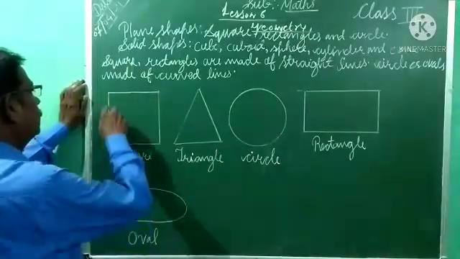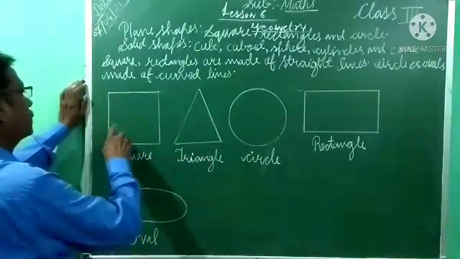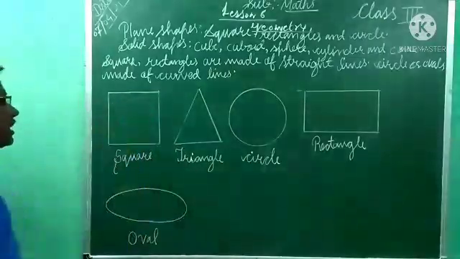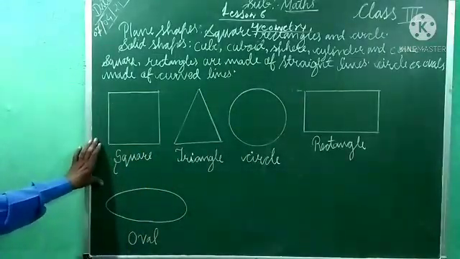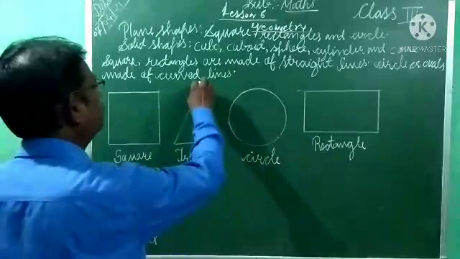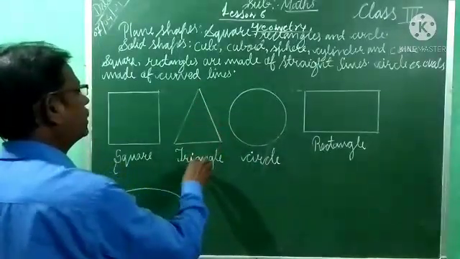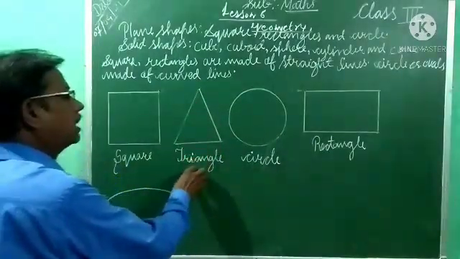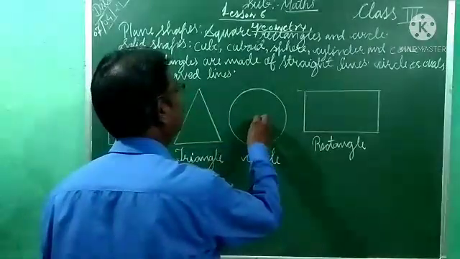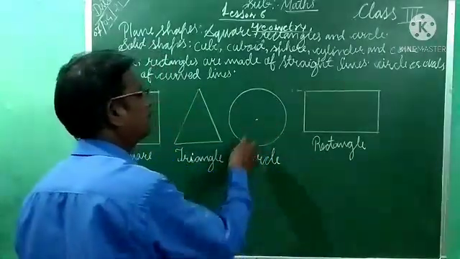For example, in this diagram all sides are equal. How many sides? 1, 2, 3, 4. 4 sides, 4 angles and 4 vertices are there. So this figure is what? Square. And this diagram is made up of 3 line segments. 3 line segments is called what? Triangle.